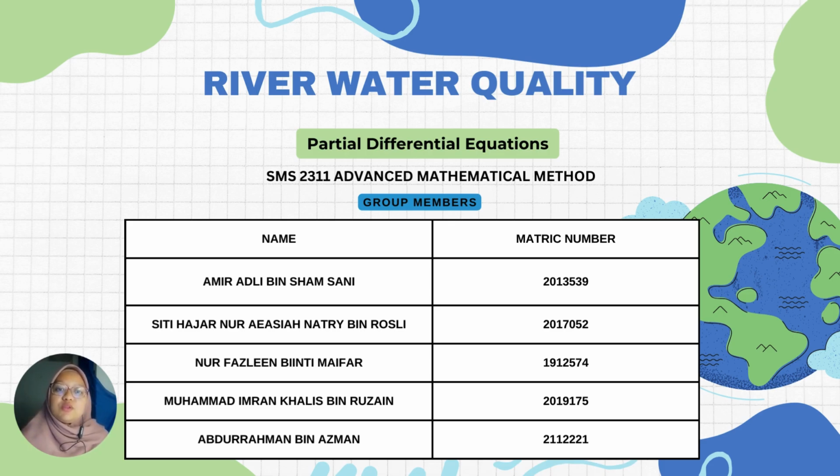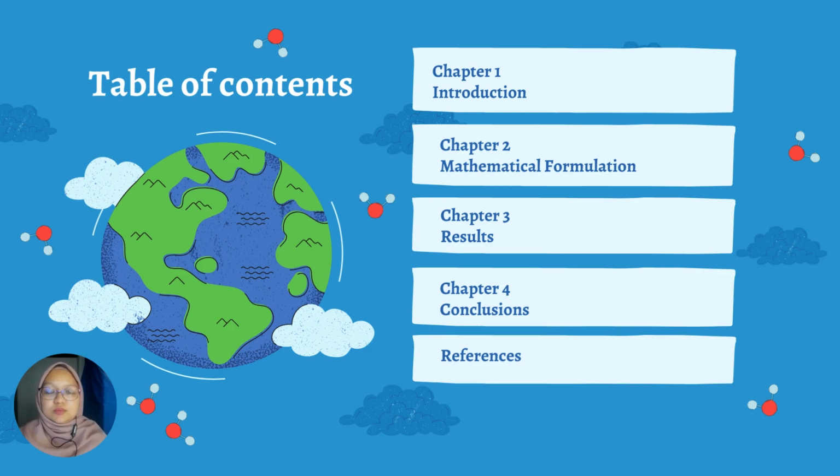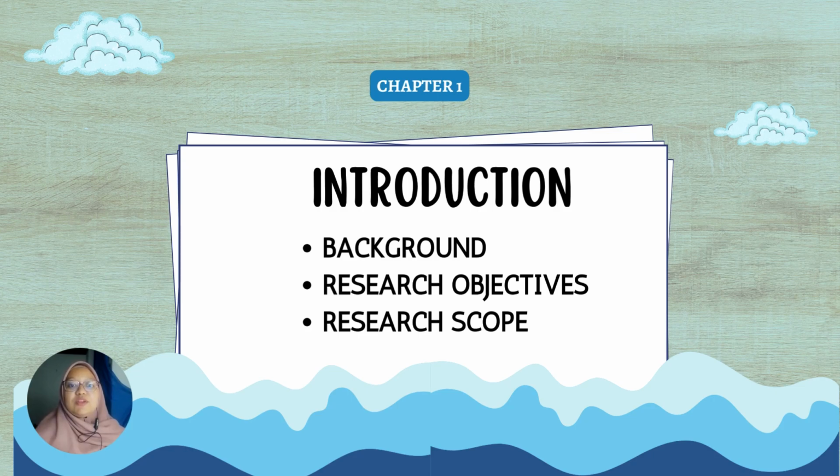Today, my group would like to present our group project which has the title of River Water Quality using PDE. This presentation consists of 5 things which are introduction, mathematical formulation, results, conclusion and references. Moving to the first chapter, I would like to explain 3 things, which is the background of the study, the research objective, and also the research scope.